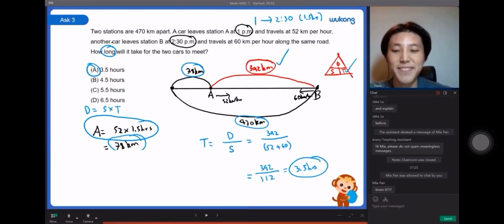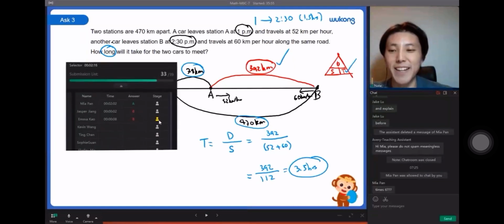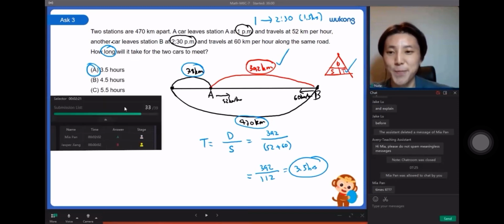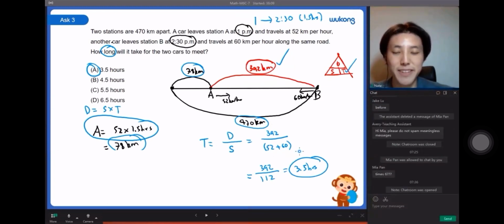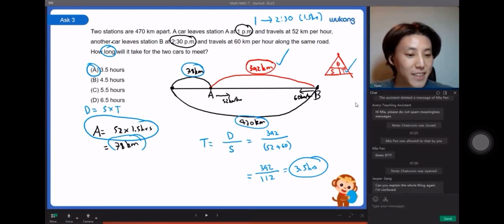Alright, Emma, very good. And Jasper, do you have the same question? Yes, Jasper, you're on stage. You okay? I'll open up the chat for you, just in case. You good? Okay. Alright, so let me help you out.